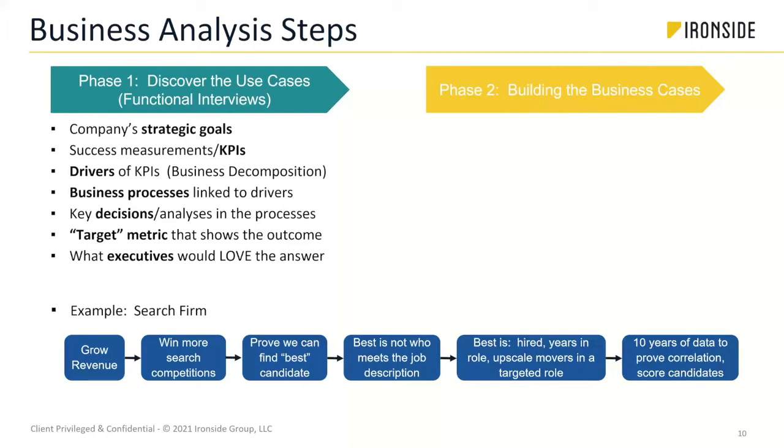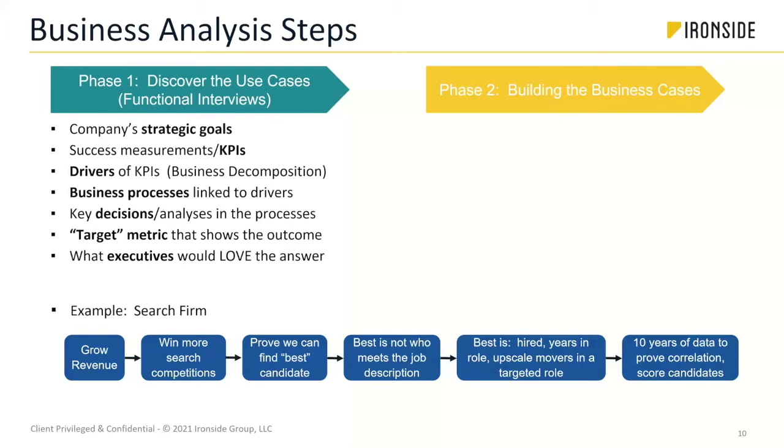What they knew, because they have been doing this for so long, is that best is determined by other factors, right? How many years was someone in the role? How many of these positions have they been hired to? Are they upscale movers in the roles in this industry? Have we seen that track for them across time, right? In the targeted roles. So they had other data, 10 years of data to prove the correlation of what constitutes a really good candidate.